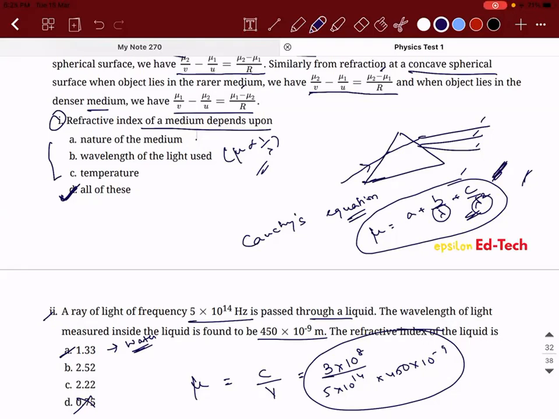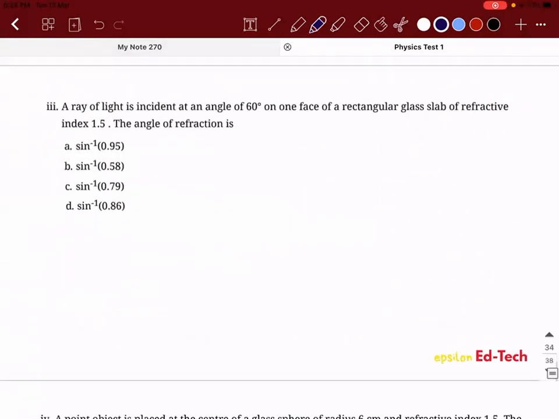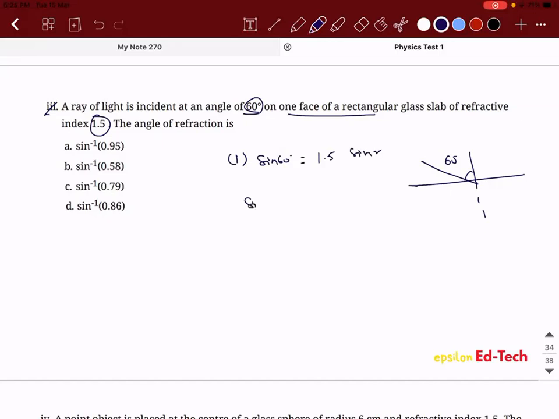Okay, sir. So third, there is a ray of light which is incident at an angle of 60 degrees on one of the faces of a rectangular glass slab of refractive index 1.5. The angle of refraction is? It's very simple. So the outside medium is air. 1 into sine 60 degrees is equal to the refractive index of the glass slab, 1.5, into sine r. So sine r will be equal to root 3 by 2 into 2 divided by 3. Cancel them. It will be 1 divided by root 3, or I can write it as root 3 divided by 3 itself.